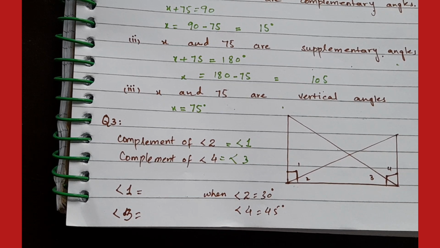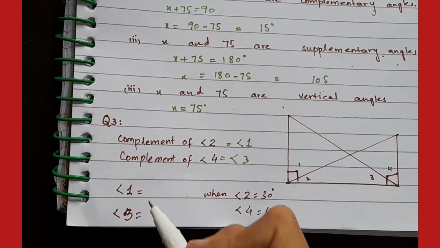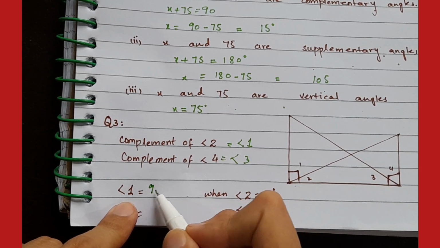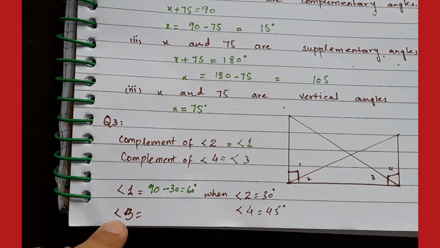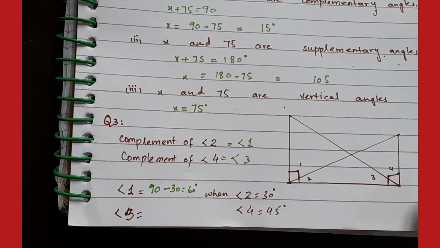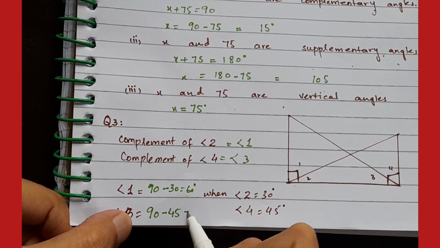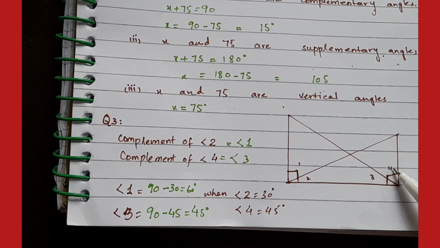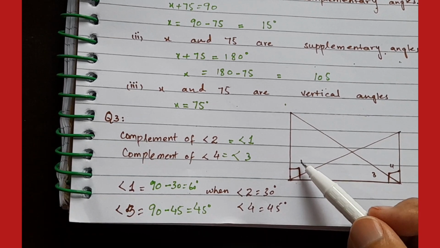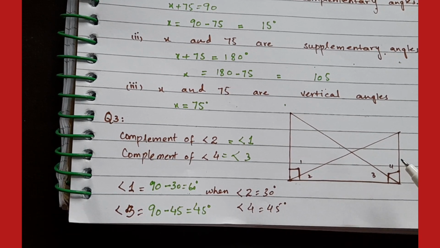Now we have to find the value of angle 1 if angle 2 is 30. If angle 2 is 30, then we know by complement that angle 1 will be equal to 90 minus 30, which becomes 60 degrees. And similarly, we find angle 3 by subtracting 45 from 90, which equals 45. So angle 3 and angle 4 are both 45 degrees, and here angle 2 is 30 degrees and angle 1 is 60 degrees.